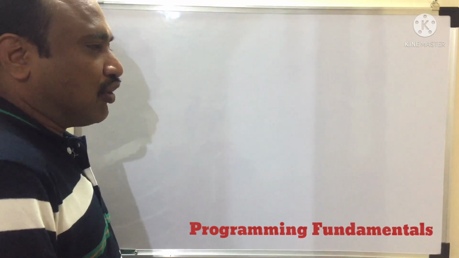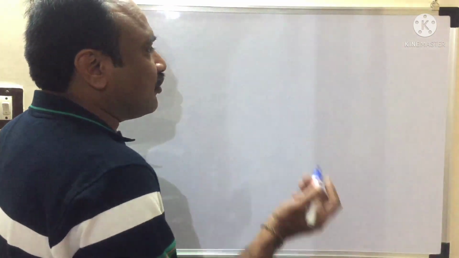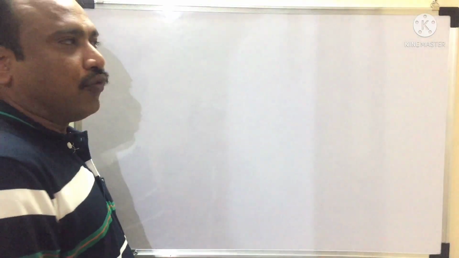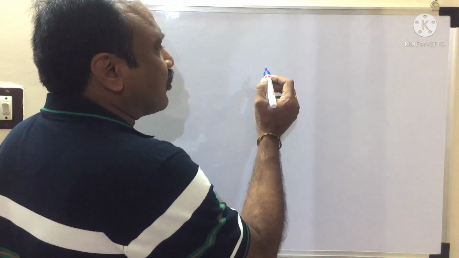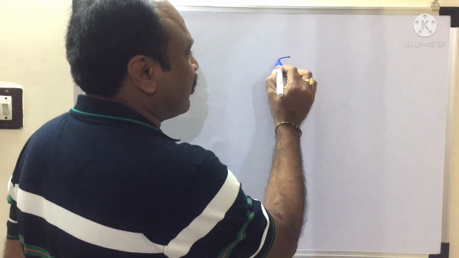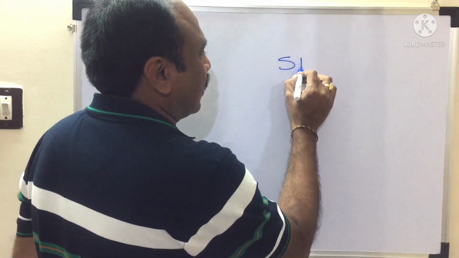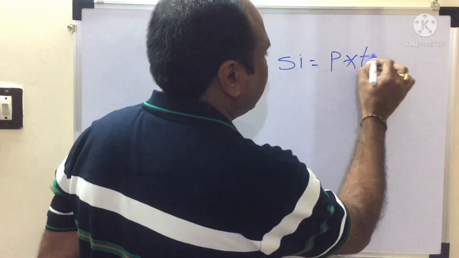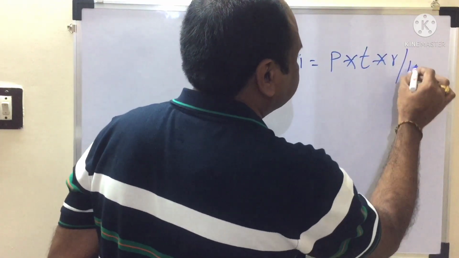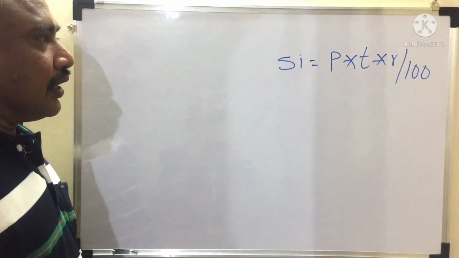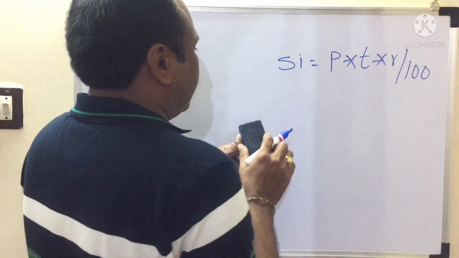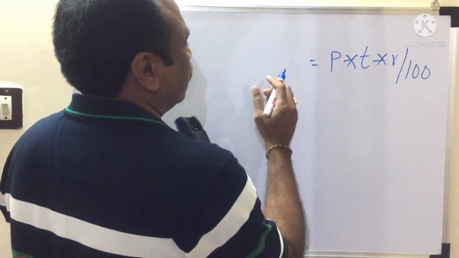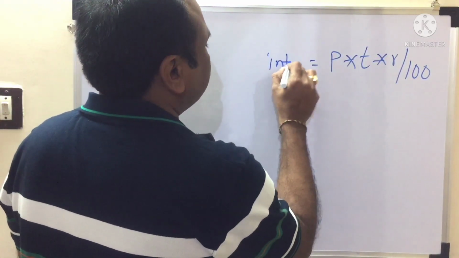The first program I am going to explain is calculating simple interest. First of all, when you are going to write a program, what is the formula for calculating simple interest? The formula for simple interest is SI equal to PTR by 100, P into T into R by 100. Sir, is there any rule for writing SI? No, you can write interest equal to, any variable.